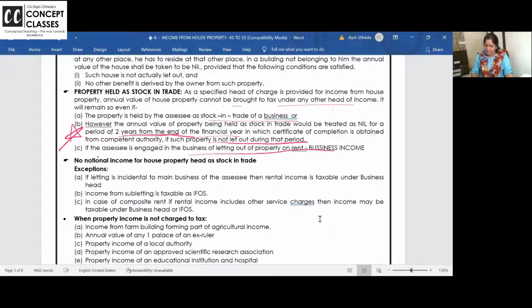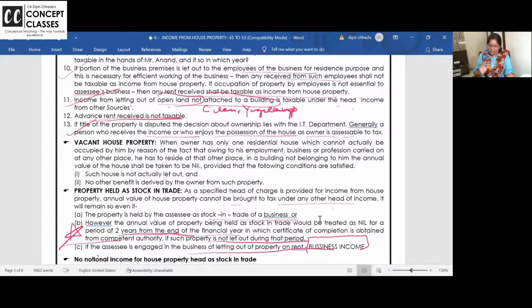If the assessee is engaged in the business of letting out, this is a separate pointer. You have 10, 15 properties in the Twin Cities and you're just getting rental income and you have kept a person to collect the rent, it's going to be taxable as business income. All right. Now, once again, I want to go back and repeat these points.